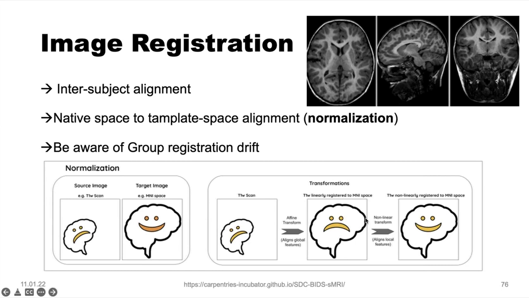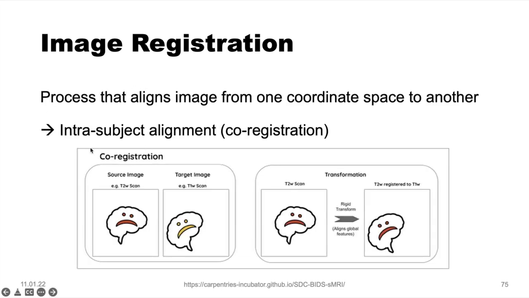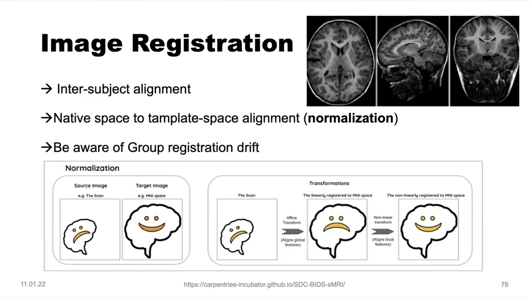Another image registration is then the inter-subject alignment. Oh, I think I mixed this up. So a co-registration is the intra-subject alignment. So you have two different modalities of scans, and you want to align the scans from one subject. And then there is the inter-subject alignment, where we have to align the subject brain towards the template space. So there are two different alignment types, which I mixed up right now.